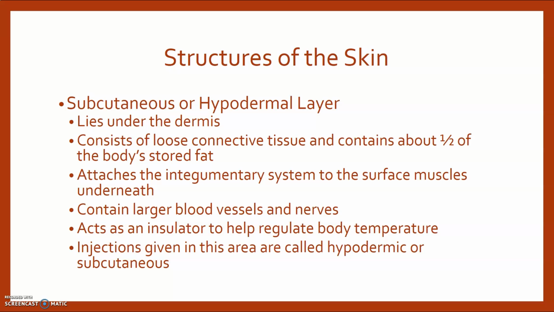And it also, because it contains such a large amount of our body's fat, it's able to act as an insulator to help with temperature regulation so that we don't get as cold. It also serves as a site to where some injections are given. And then that stored fat that we have in the hypodermal layer can also serve as a source of energy, meaning it can be used as a food source when needed. And that concludes our first part of our discussion on the integumentary system.